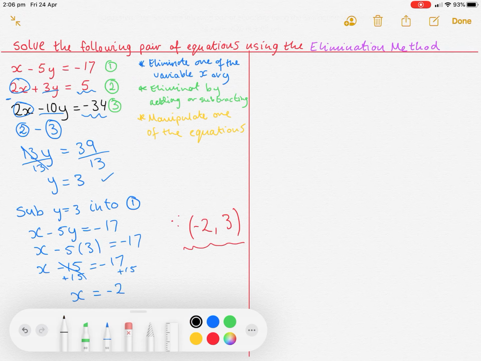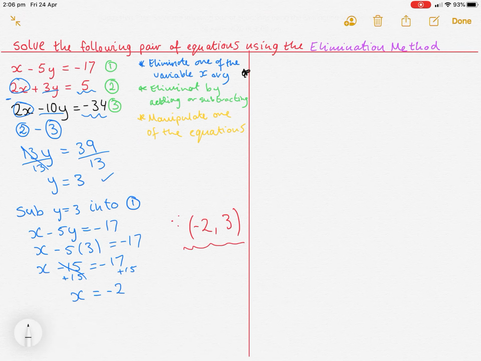So the main thing is, you have to eliminate one of the variables to solve for one of them, and then you can sub in the other one. To do that, you need to add or subtract the equations from each other to get rid of one of those variables. If it's not that easy, you need to manipulate one of the equations by multiplying or dividing them to help you. It is a really tricky one.